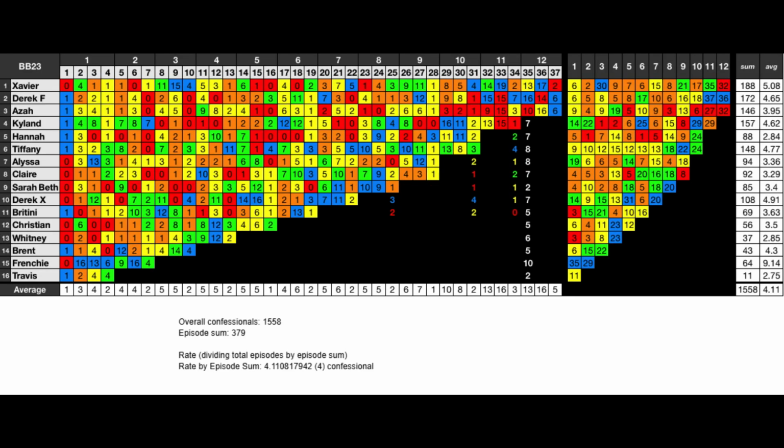Big Brother 23 has an overall confessional count of 1,558, and the episode sum, so that's me adding up all the episodes that each contestant was in, adds up to 379. This causes me to divide the former by the latter to have a rate by episode sum, and that causes the rate by episode sum for each contestant in each episode to have 4 confessionals if things were evenly distributed no matter what. And now we're going to see how it adds up.